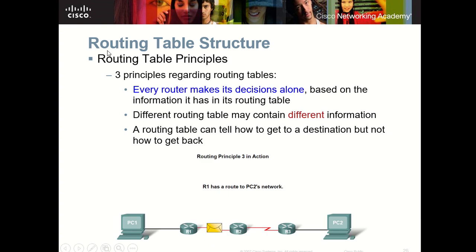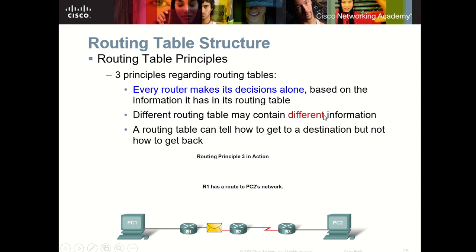So, there are three principles of a routing table. Every router makes its decision alone based on the information in its own routing table. So, different routing tables may contain different information.